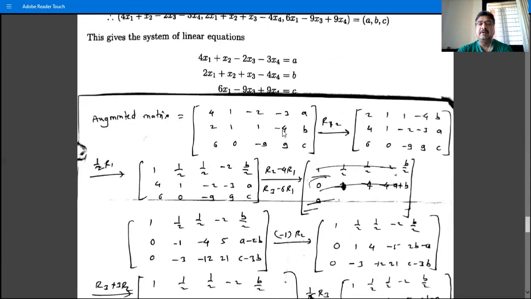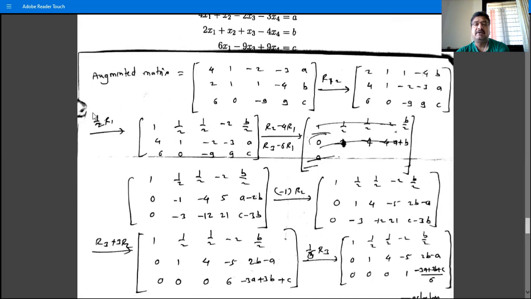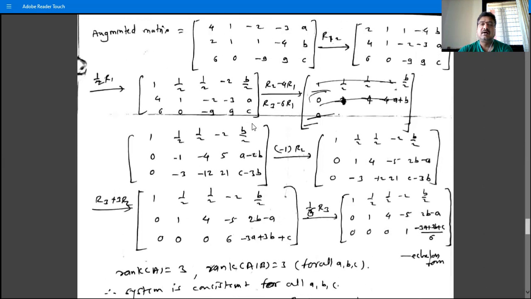So we will check whether this system is consistent or inconsistent. We form the augmented matrix, and convert this matrix to echelon form. We have to reduce this element to 1, so interchange the first and second row, and multiply R1 by 1/2. Then we have to reduce the elements 4 and 6 to 0, so the operations are R2 minus 4R1 and R3 minus 6R1. After this calculation, we have this matrix with 0, 0 at these places.